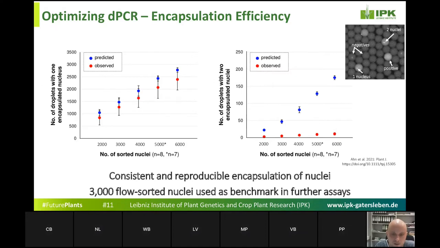However, this is much lower than expected, to our surprise. And these doublets would usually potentially cause an error, because if you have by chance two nuclei of the opposite genotype encapsulated, you would genotype this wrongly as a recombinant nucleus, and in this case this needs to be circumvented. So with this I would like to conclude that you can consistently and reproducibly encapsulate haploid nuclei, and for all further analysis we typically used 3,000 flow-sorted nuclei as a benchmark to establish our platform.